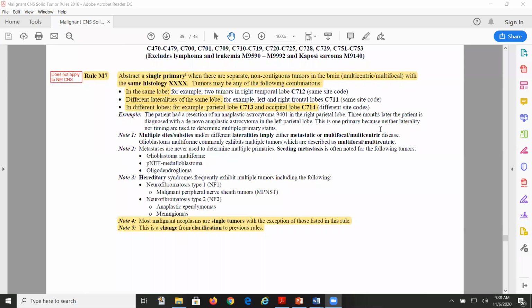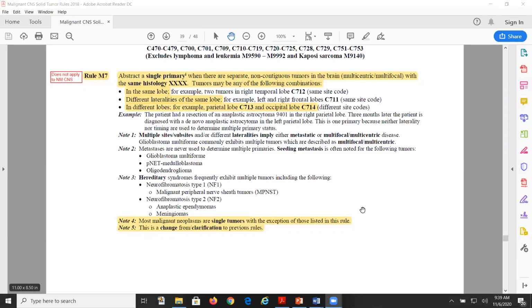M7, abstract a single primary when there are separate tumors in the brain with the same histology. Now, I want to clarify tumors in the brain, C710 through C719. Wink, wink, you'll see this later. Tumors may be any of the following combinations: in the same lobe, in different lateralities of the same lobe, in different lobes. Most malignant neoplasms are single tumors, with some exceptions.